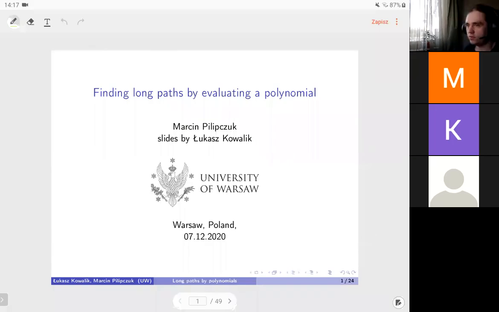So hello, today we are going to speak about how to find the long path in the graph. This is something we already have seen by color coding. So we already solved this problem, but we are going to solve it today quicker, by a faster algorithm than last time and using some algebraic methods, which will be more complicated than today.